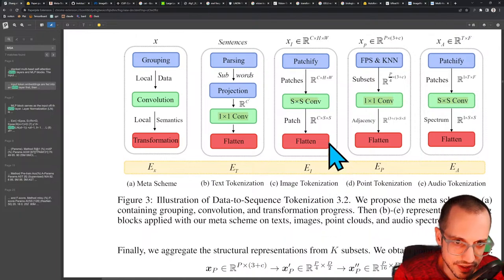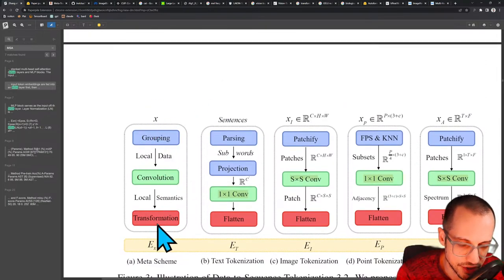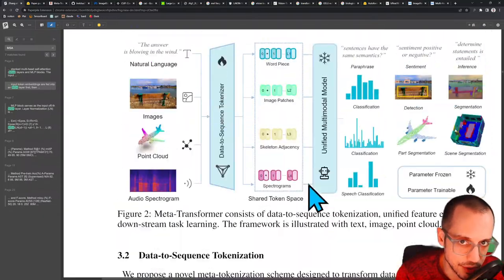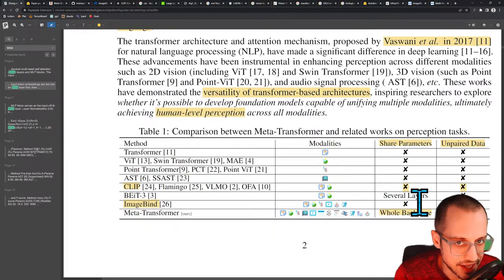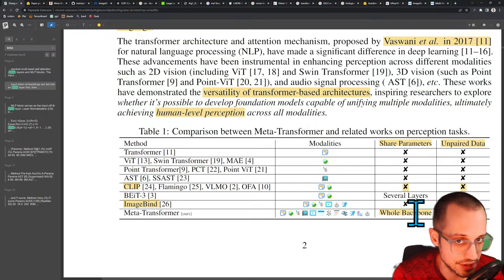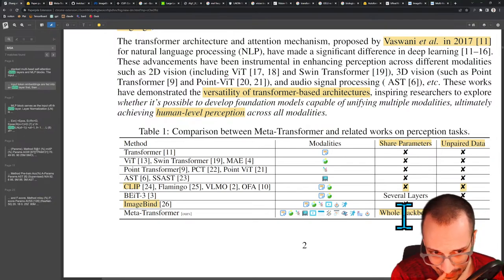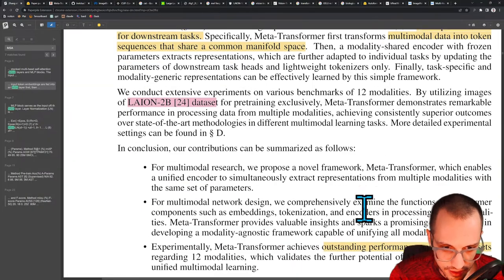But this one-by-one conv here, this flatten, this S-by-S conv here, this projection here, this convolution, all of those are not shared. These are unique to each modality. So right off the bat, what they're claiming here, that they share their parameters, is bogus, right? They're not shared. Only the specific backbone is shared. So that's that.